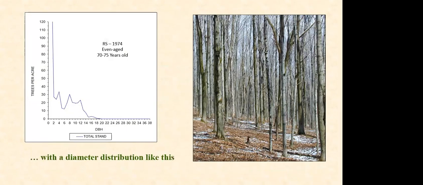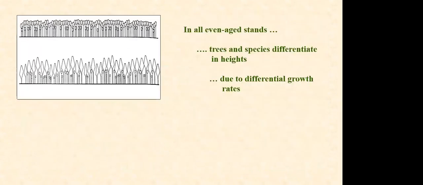Here's a diameter distribution for a 70 to 75-year-old even age northern hardwood stand up at the Ranger School property in Wanakena. Picture of it on the right. Mostly sugar maple with components of white ash and black cherry. As with all even age stands, we begin to see early on this tight canopy forming. By 10 to 15 years, we have a closed canopy. As the stand gets a little older, we begin to see a differentiation in heights among trees of the same species and between species. And we see differential growth rates in diameters as well.